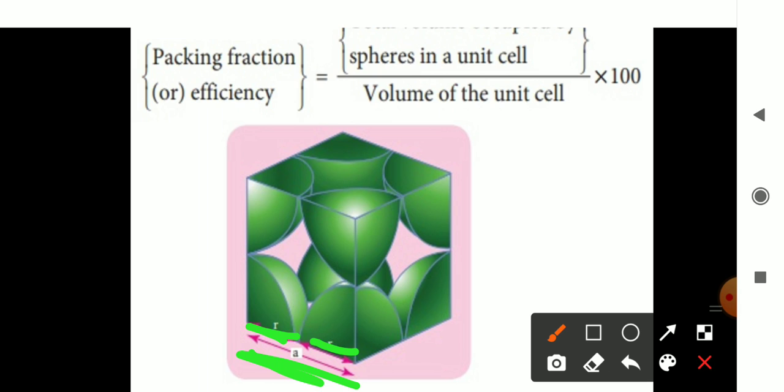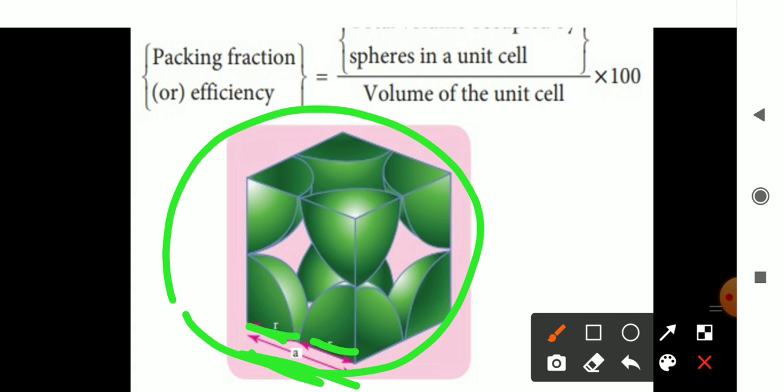In a simple cubic unit cell, the edge length is equal to a and the radius of one sphere is equal to r. And what is the formula for packing fraction? Packing fraction is equal to the volume occupied by spheres in a unit cell divided by the volume of the unit cell, into 100. Now let us calculate the volume of the unit cell. What is the unit cell? This is the unit cell. The cubic box is the unit cell.